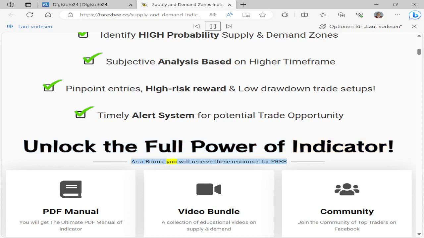As a bonus, you will receive these resources for free. PDF manual: you will get the ultimate PDF manual of the indicator. Video bundle: a collection of educational videos on supply and demand. Community: join the community of top traders on Facebook.